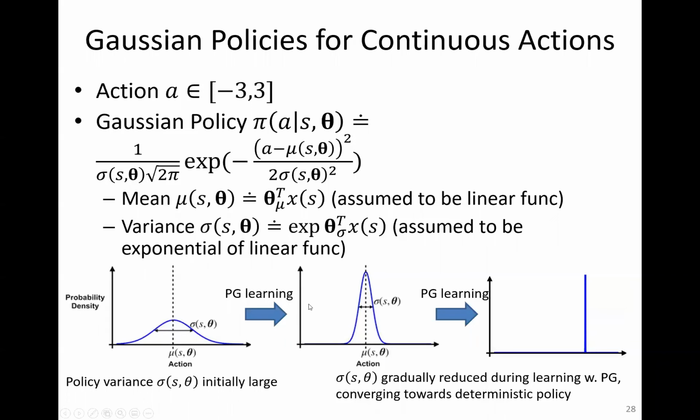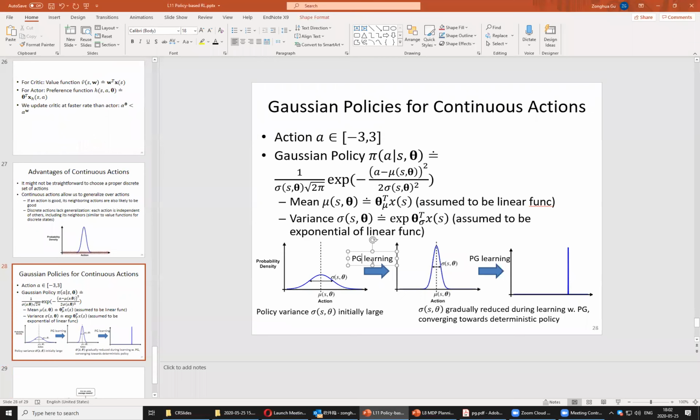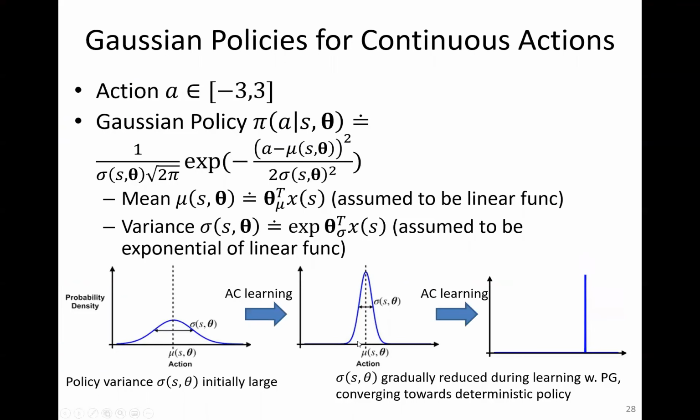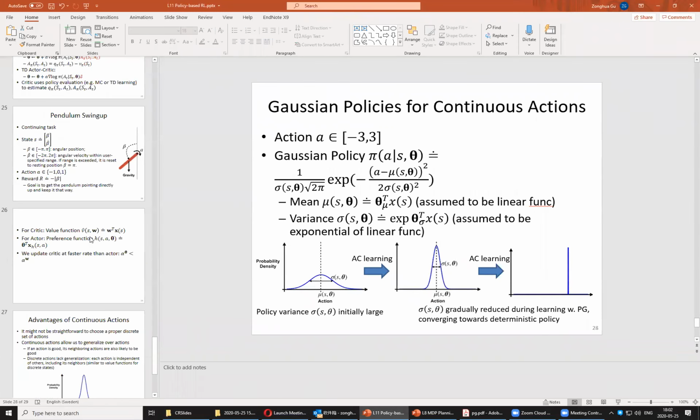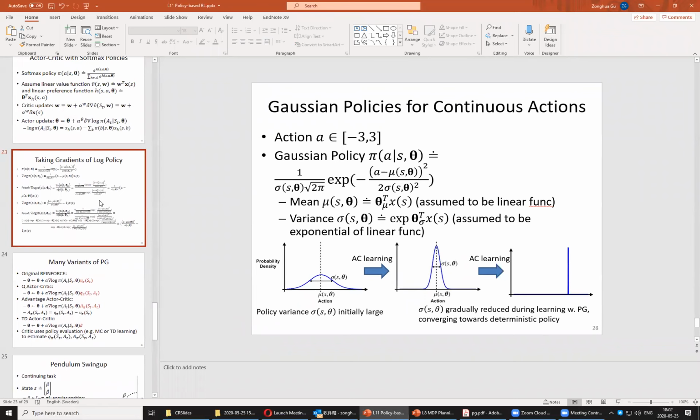And then during the policy gradient, during the actor critic learning process, the policy gradually reduces the variance and eventually converges to a deterministic policy. That's a typical training process of actor critic. Yeah, I think that slide should belong here.